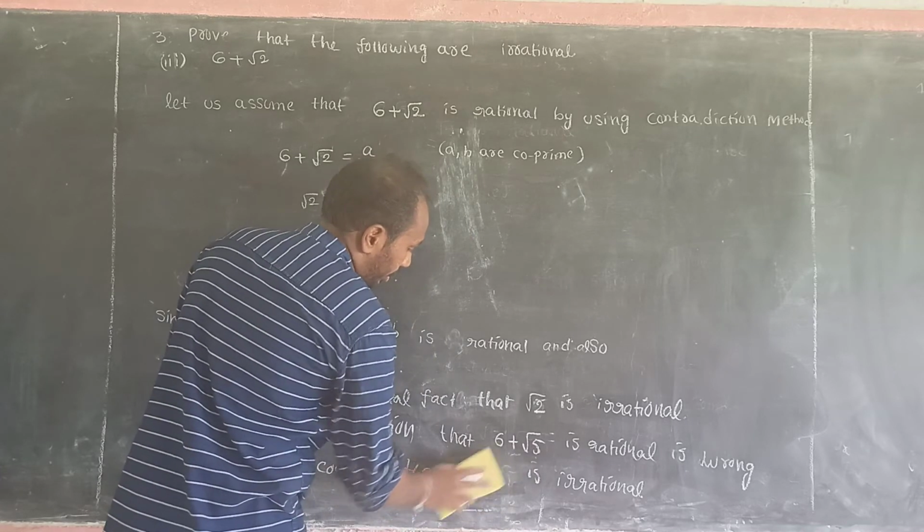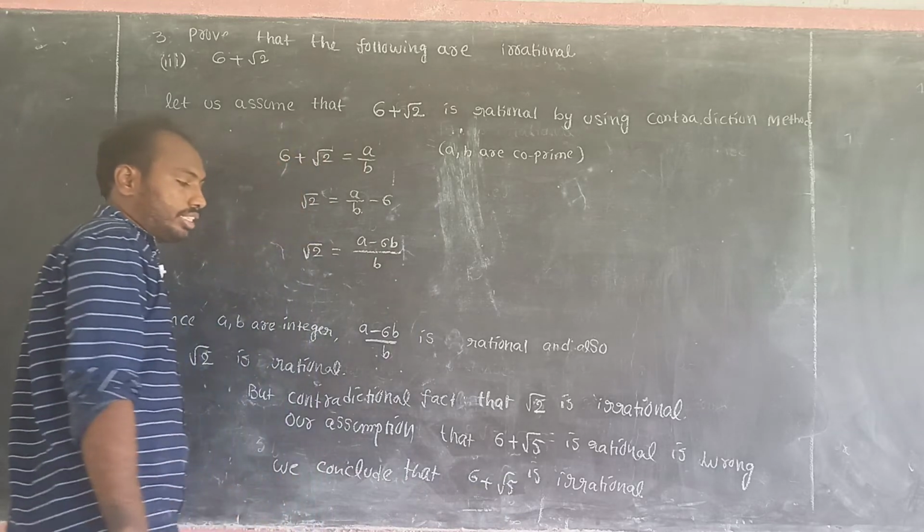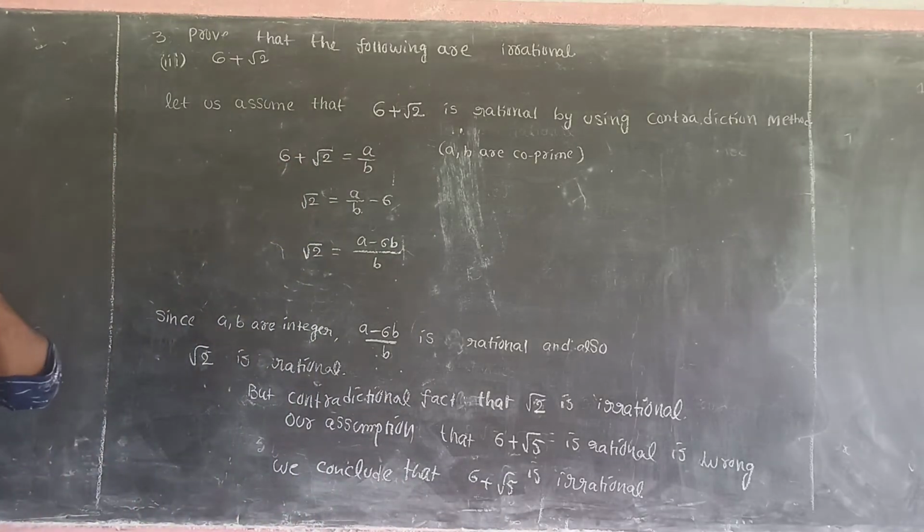We conclude that 6 plus root 2 is irrational. Write down.